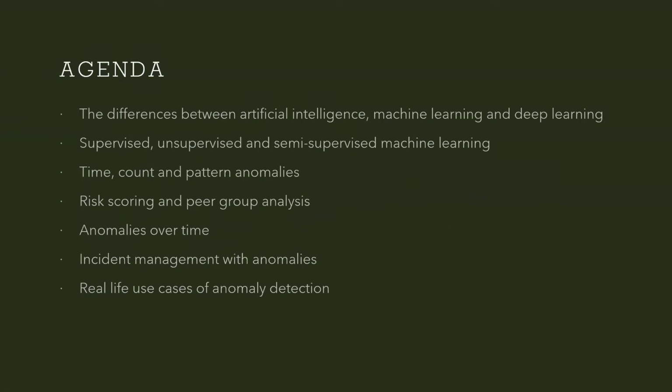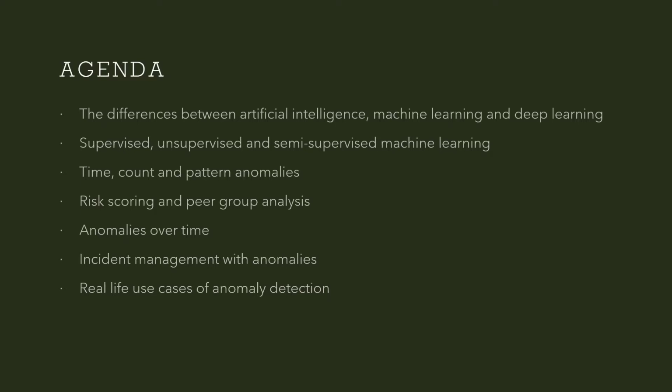In the next 40 minutes, you'll hear about what artificial intelligence is and what it is not. We'll examine the differences between artificial intelligence, machine learning, and deep learning, and how the three can be used in cybersecurity. We'll then talk about supervised and unsupervised learning and the pros and cons of using each. We'll then step into a practical world and look at examples of time count and pattern anomalies of entities in the network.